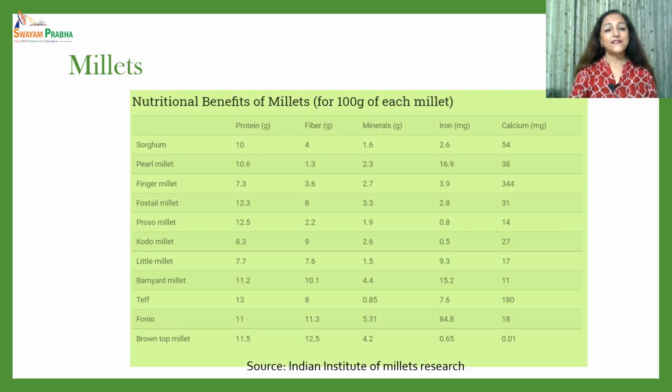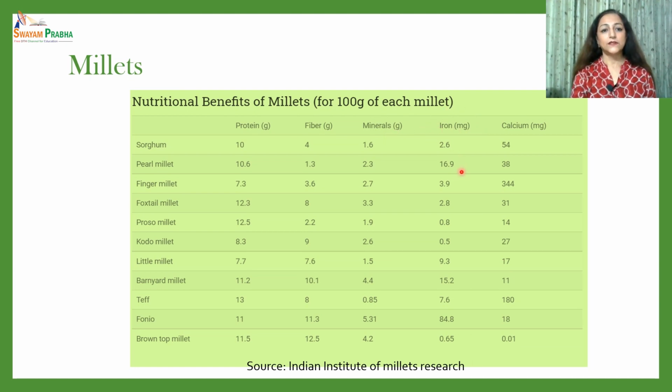Now let us see what the nutritional benefits of the millets are through this chart. This chart shows the different types of millets. As we can see from this table, they contain a good amount of proteins and a good amount of fiber. They contain a good amount of minerals, and they are also good sources of iron.